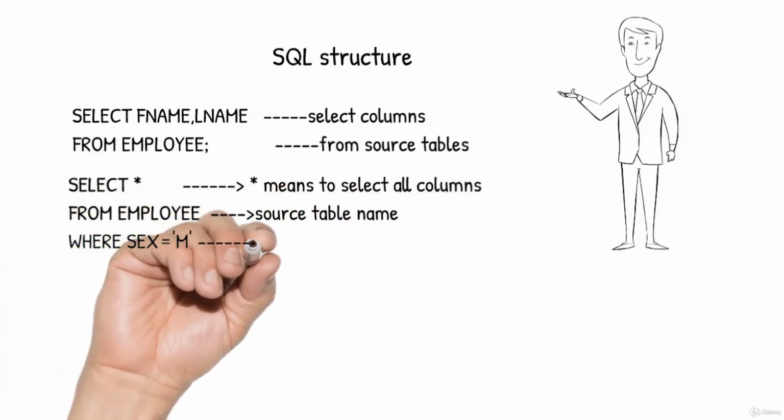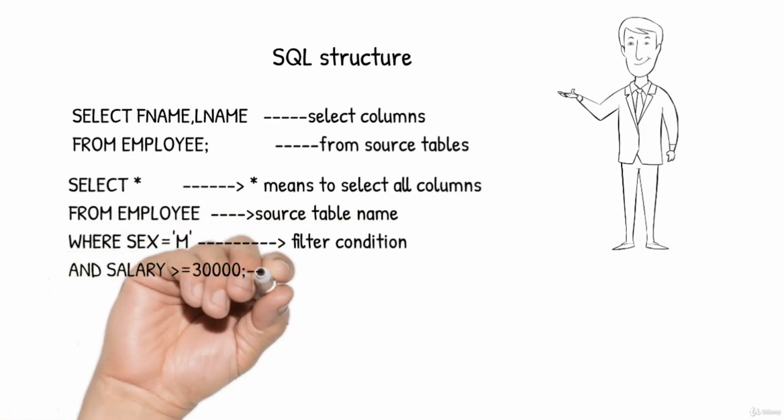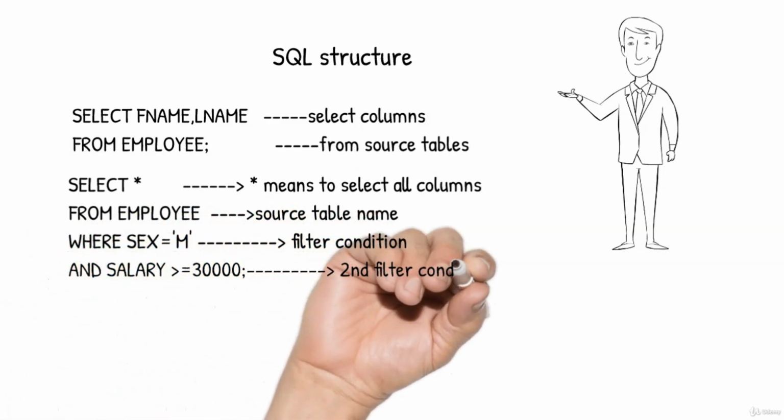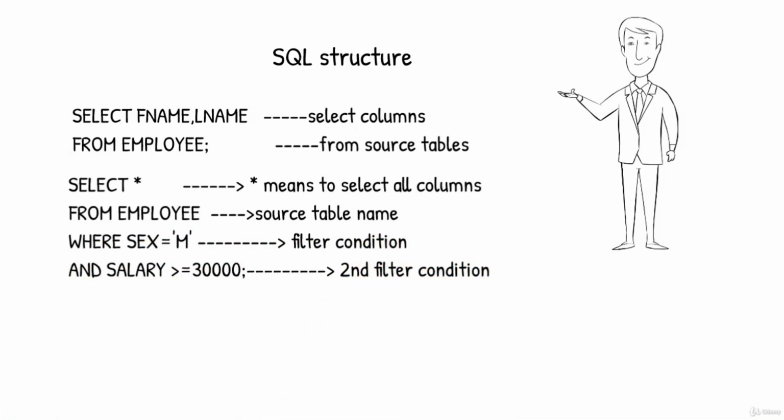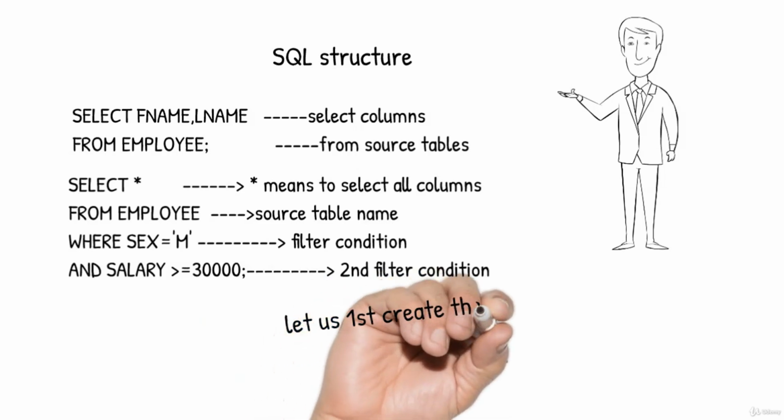The second query we are writing is select star from employee where sex is equal to M and salary is greater than 30,000. So what does this query mean? Star here means we are going to select all the columns. The table is employee, and we are going to select all the male employees where the salary is more than 30,000. So we have 2 filter conditions.